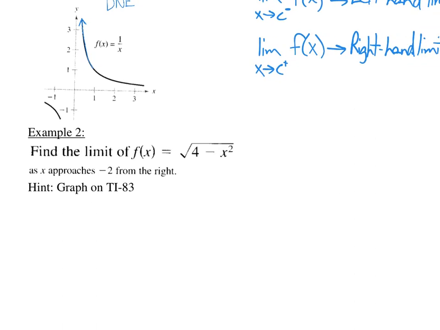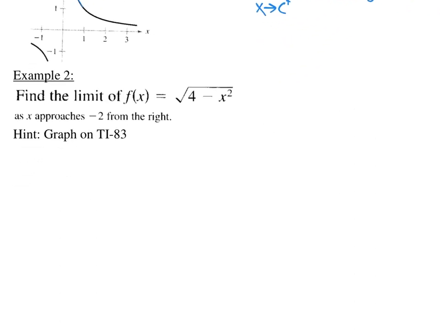Now, here's one that actually does exist. Does anyone know what this would look like? The square root of 4 minus x squared? It's going to look like this. It's going to be half a circle, right? If we had negative square root of 4 minus x squared, we'd get the bottom half of the circle. So this is the top half of the circle that has a radius of 2. So let's actually draw this.